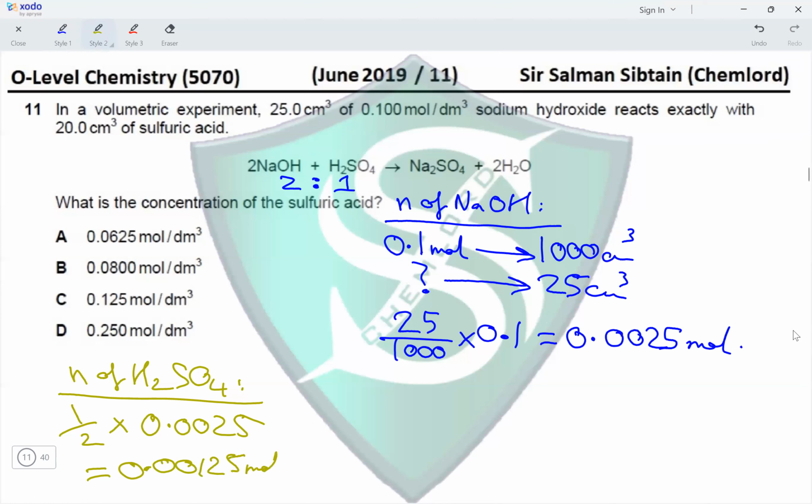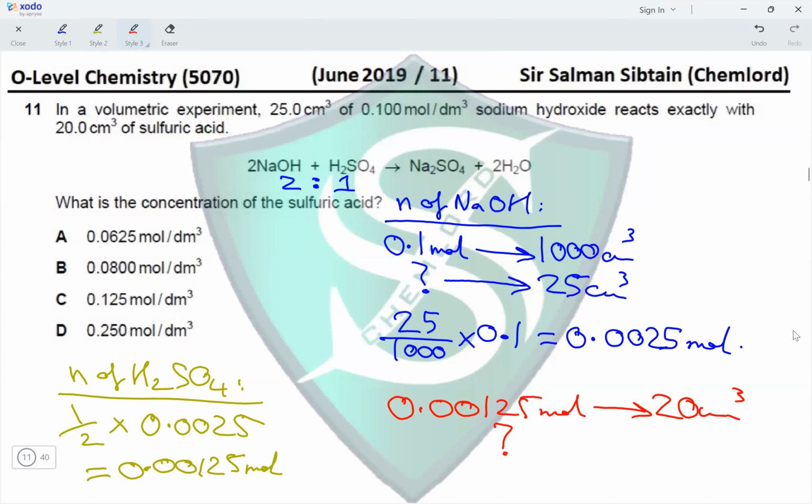0.00125 moles of H2SO4. Now, the volume of H2SO4 given is 20 cm³. So, we have 0.00125 moles present in the 20 cm³ of acid that reacted. So, we need to find out the concentration.